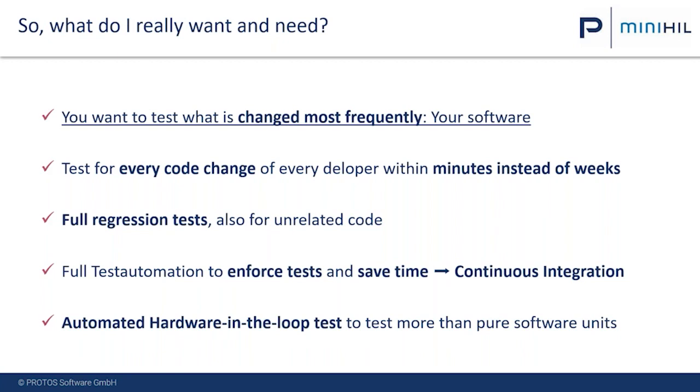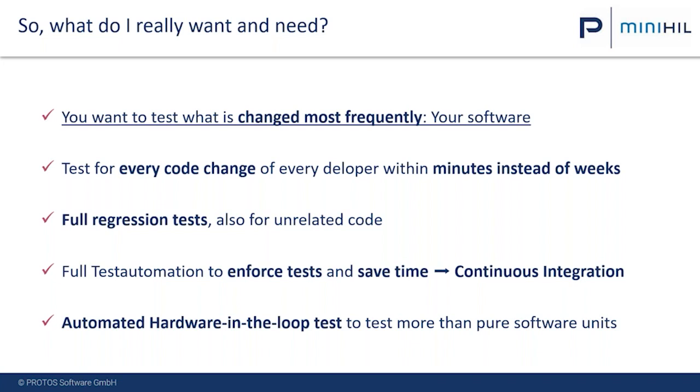We want to test what is changed most frequently, and that's your software. That's really good with unit tests because they are easy to do, they are really good to automate, and they test basically a lot of your software. You also want to test every code change of every developer within minutes instead of weeks. With unit tests, it's not possible to test the lower levels, so you need something else there.